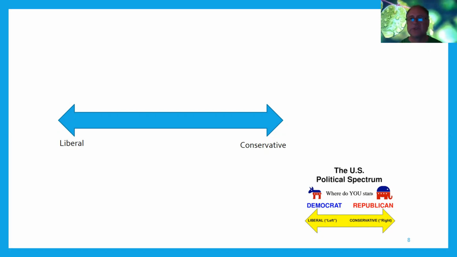And when it comes to socioeconomic status, we find that well-to-do people tend to be liberal on social issues, yet conservative on fiscal issues, while poor people are the opposite. They tend to be conservative on social issues, yet liberal on economic issues.